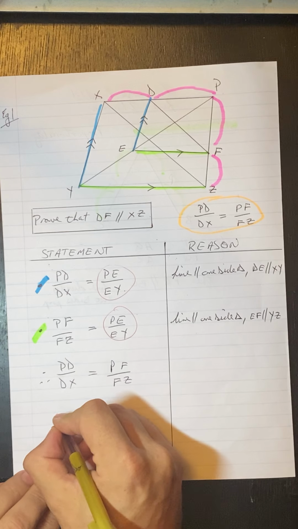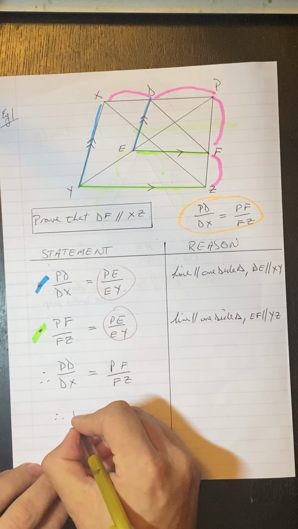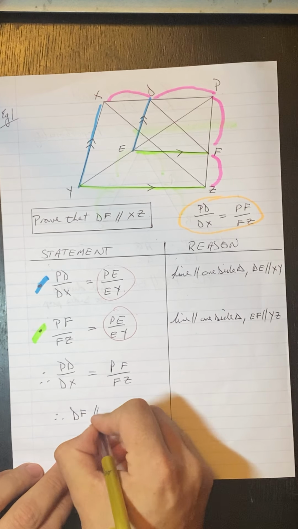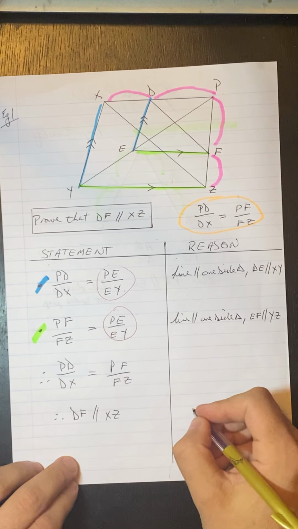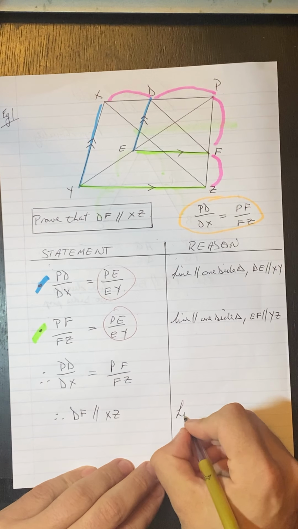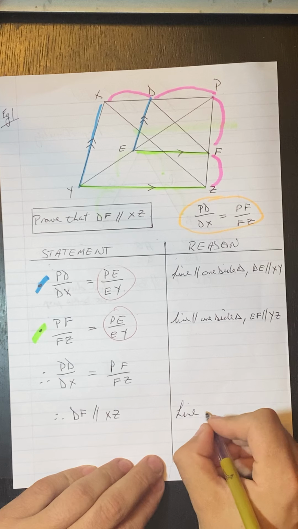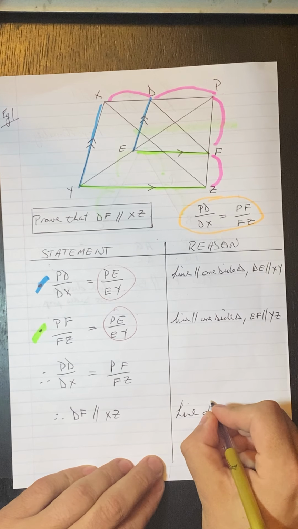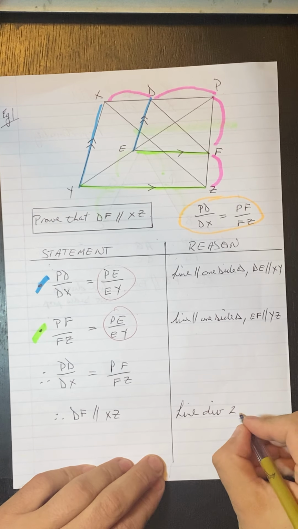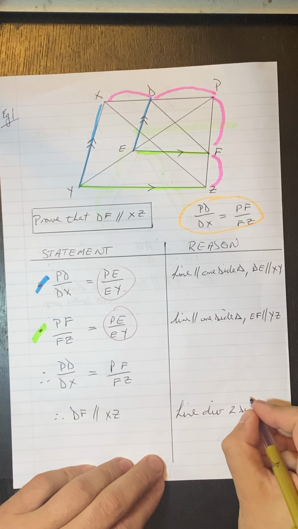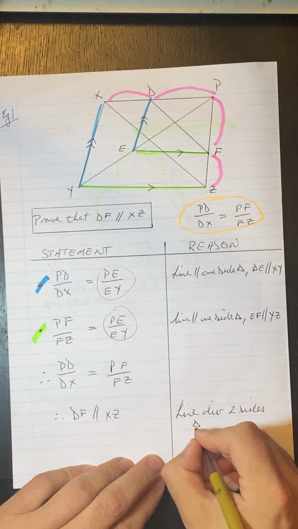Therefore, DF is parallel to XZ. And my reason? Line divides two sides of the triangle in proportion.